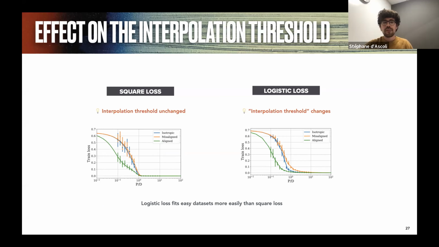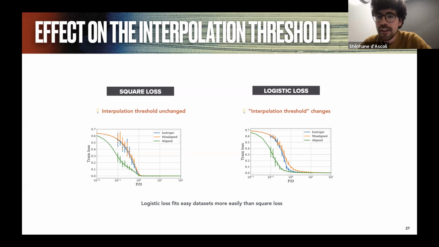Let's see this a bit closer by now studying the training loss instead of the test loss. This is something we can actually calculate in the random matrix setup we studied previously. Here, thanks to the statistical method, we can calculate the training loss. And what's very interesting is that for square loss, the point where the training loss gets to 0, the interpolation threshold, doesn't depend on the type of data we feed in. This is kind of surprising, right? You're given much easier data, and the test loss is much lower, but the model still needs as many parameters to perfectly overfit the data.